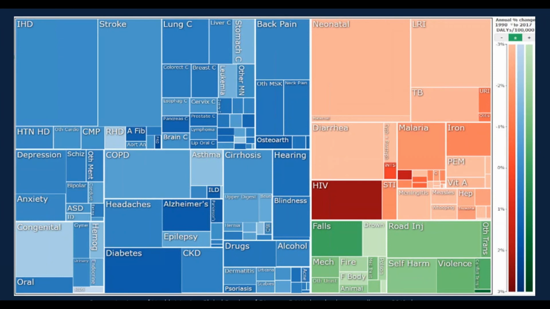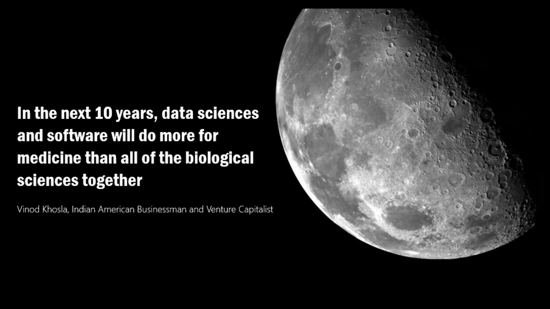So I think the way ahead is going to be really challenging in terms of the burden of communicable, non-communicable, and chronic diseases. I love this quote from Vinod Khosla, an Indian-American businessman and venture capitalist in the US. He made a very important point.